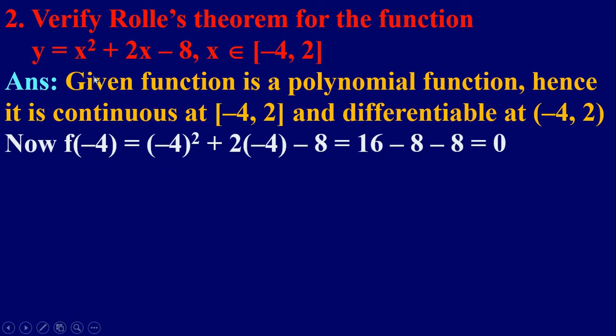So f of minus 4 is (minus 4) square plus 2 into minus 4 minus 8. So (minus 4) square is 16 and here 2 into minus 4 is minus 8. Again it is minus 8. It is 16 minus 8, which is 0. So therefore f of minus 4 is 0.